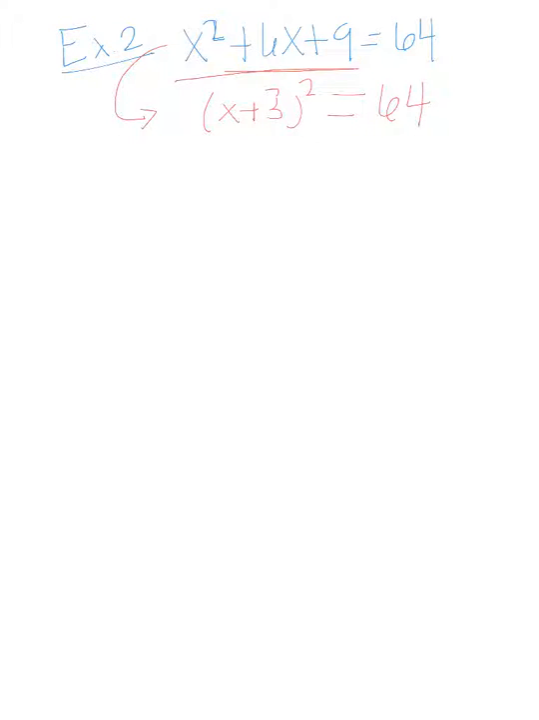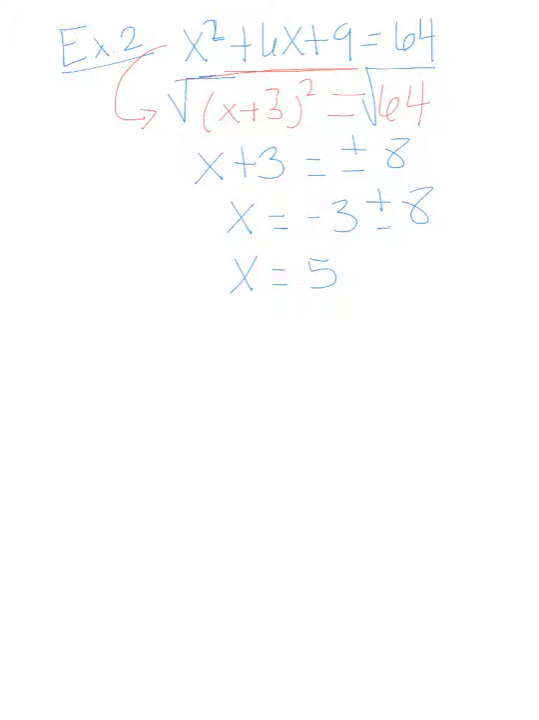Now, to get rid of the square, we have to take the square root. So I take the square root of both sides. That's going to give me x plus 3 equals plus or minus 8. So x is equal to negative 3 plus or minus 8. So x is equal to 5 and negative 11. And that's my answer for example 2.